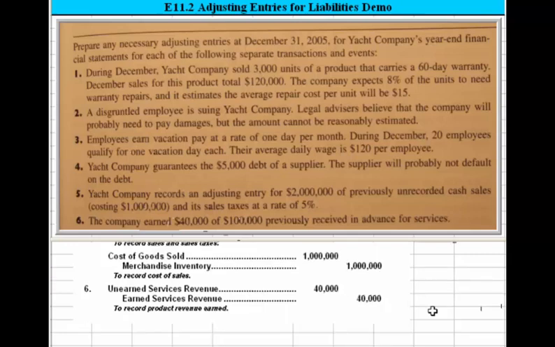In this case, they're calling it the earned services revenue, but I've also seen this simply called services revenue, and that appears as an income statement account and will flow through to the income statement. And we would properly note this as to record product revenue earned.